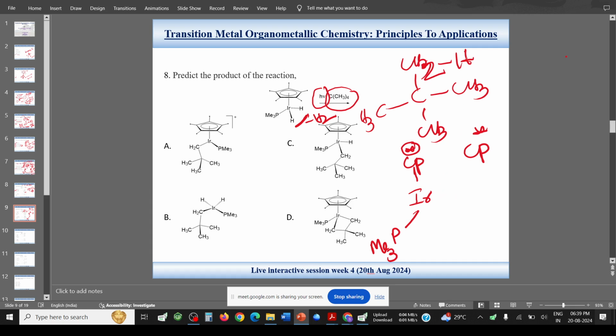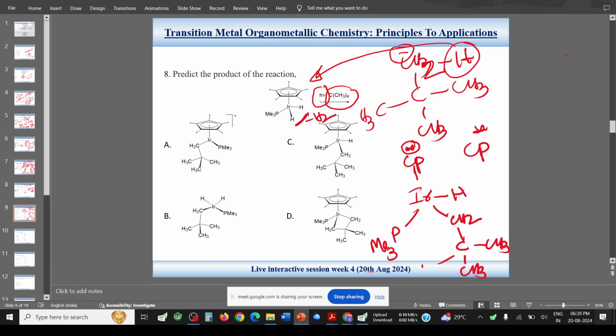So here this hydride will be transferred to the metal, and this will act as a, so here it will be H, hydride, then CH2, C, CH3, CH3, CH3. This is one of the very important reactions in this step. So then what will be the right answer? Option C. Yes, option C will be the right answer.